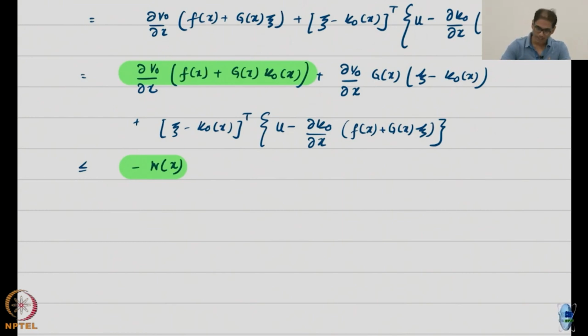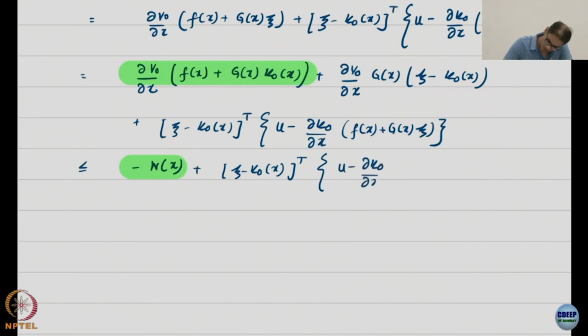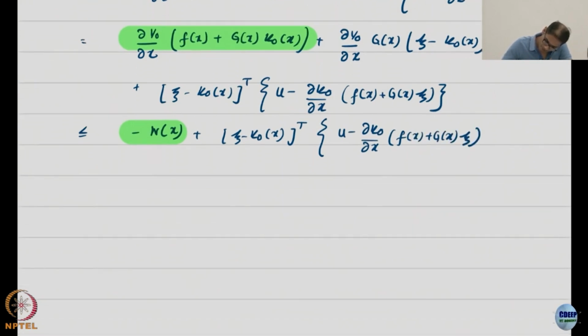So every time I get a term with psi minus k0 at the end and the same term at the beginning with a transpose, all I have to do is take a transpose, right? End and beginning, same thing. We use these tricks very frequently. So I can combine these terms: u minus partial k0 with respect to x (f(x) plus g(x) psi), and plus g transpose(x) del V0 del x transpose.